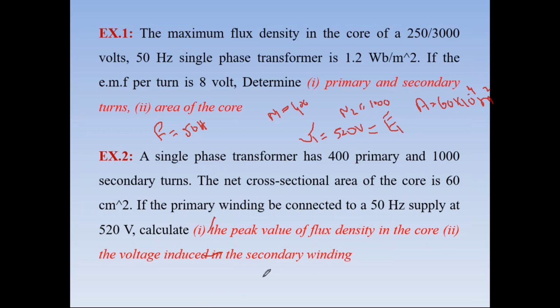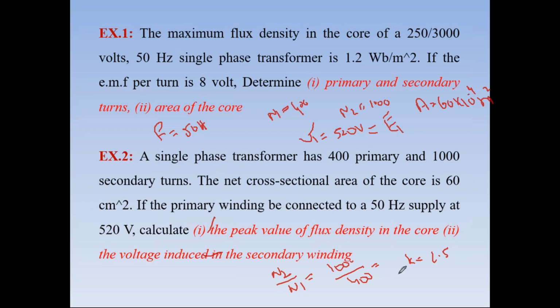By using the transformation ratio, K is equal to N2 by N1. Already we have the number of turns, right? N2 by N1 means 1000 divided by 400. What is the value of K here? 1000 divided by 400. 2.5.